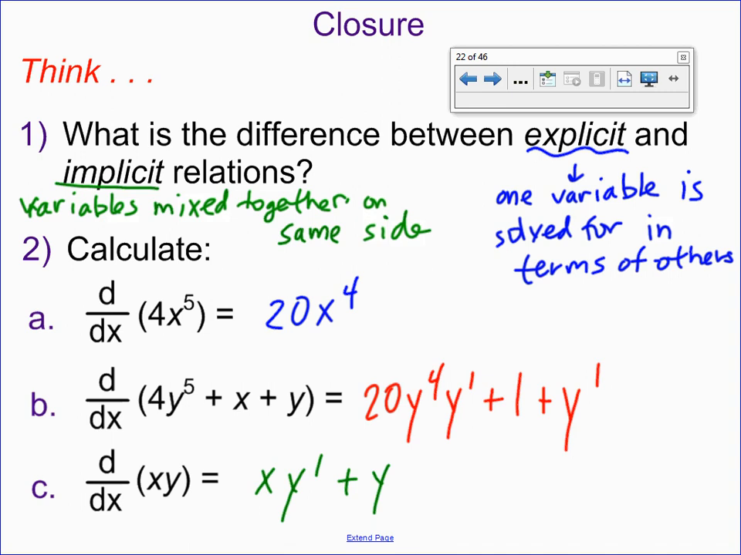Raise your hand if you have the same as Kobe. Great work, you guys. Awesome job. I'm going to go ahead and stop the recording now. You did a great job today with our implicit differentiation.